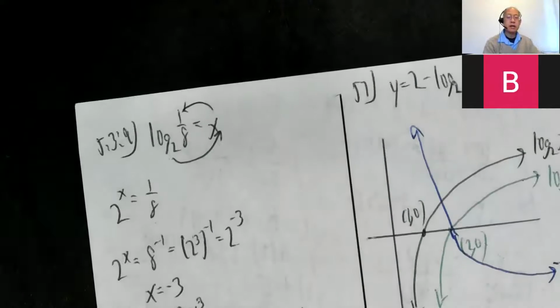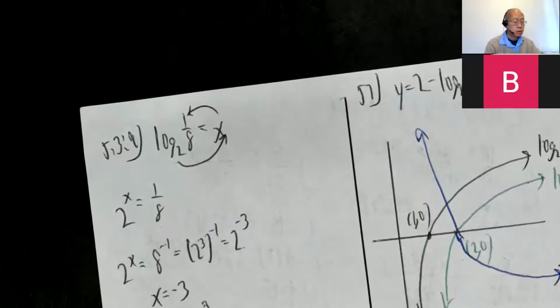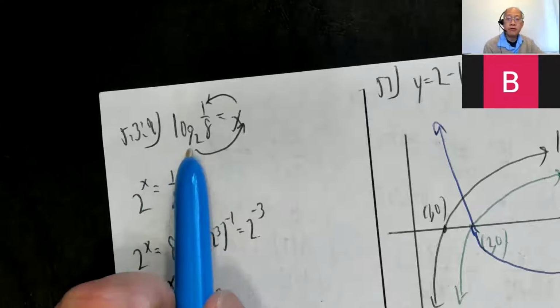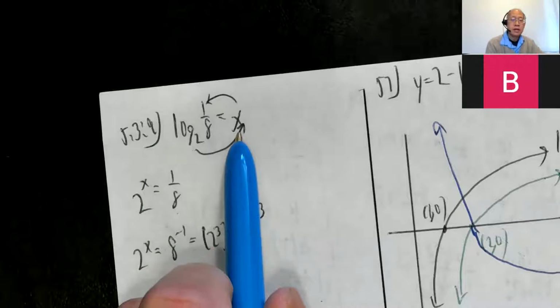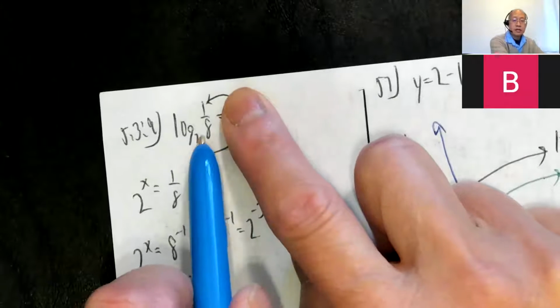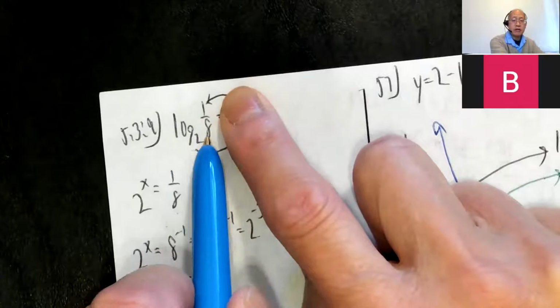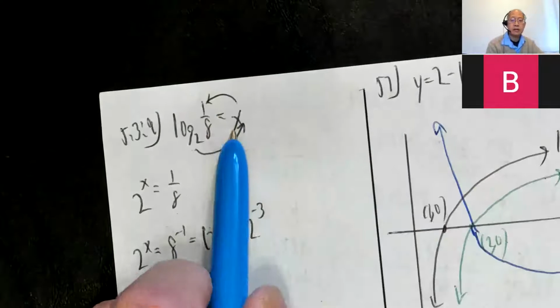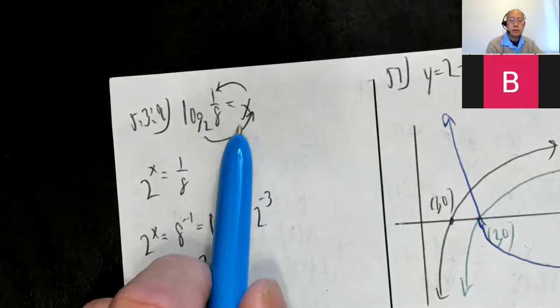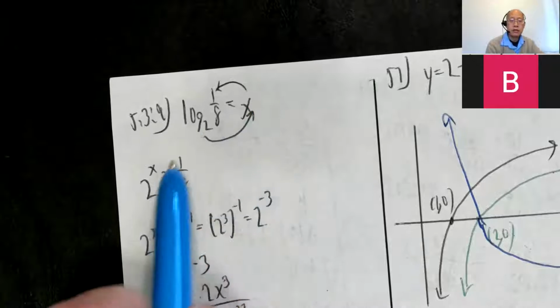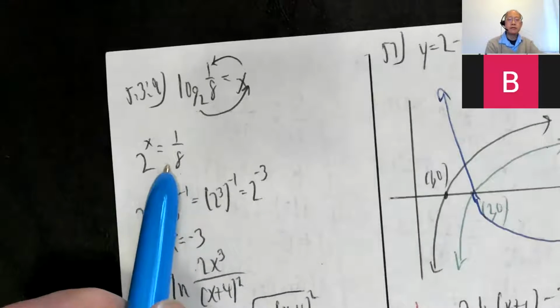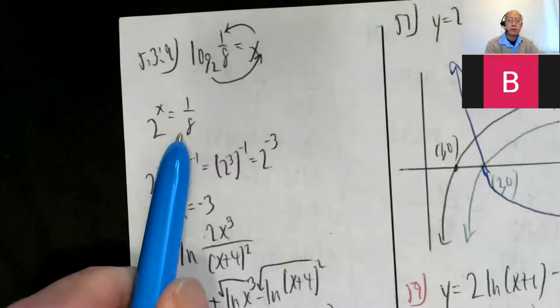Okay. So continuing on with more review problems. See 5.3, number 9. So log base 2 of 1/8 equals x. They don't have to give you the x. If they just say log base 2 of 1/8, you call it equal to x. Unscramble it. 2 to the x equals 1/8. No more log.